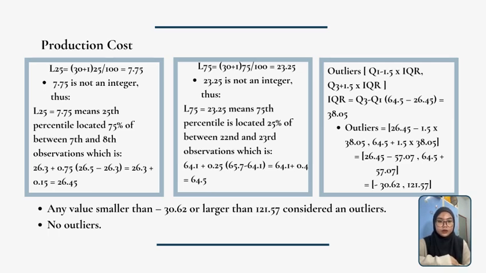So after I get the answers for L25 and L75, the next part will be to calculate the outliers. The outliers that I have got are negative 30.62 and 121.57. So any value smaller than negative 30.62 or larger than 121.57 is considered an outlier. In this case, there are no outliers.